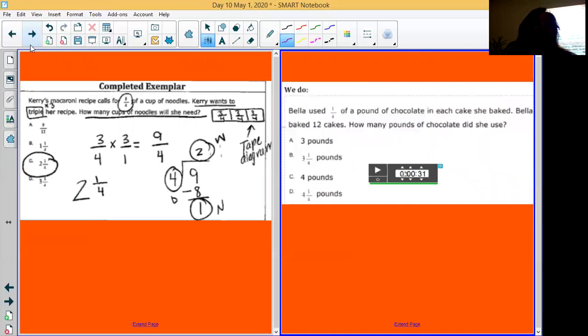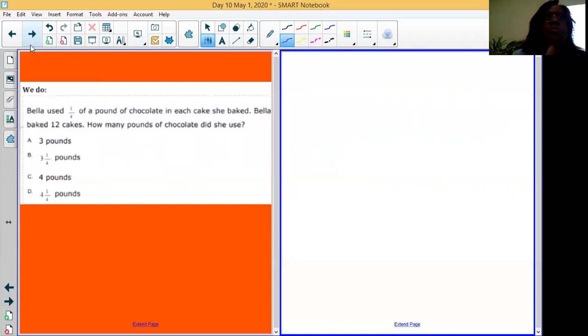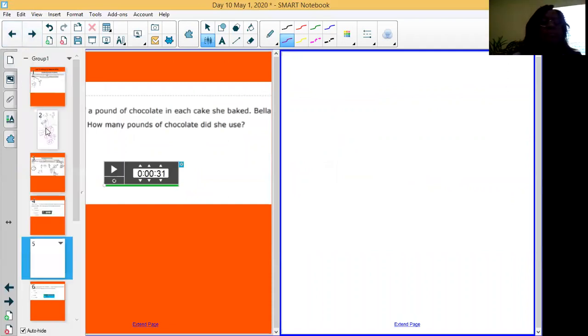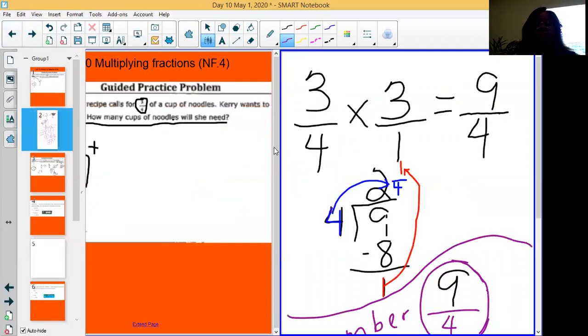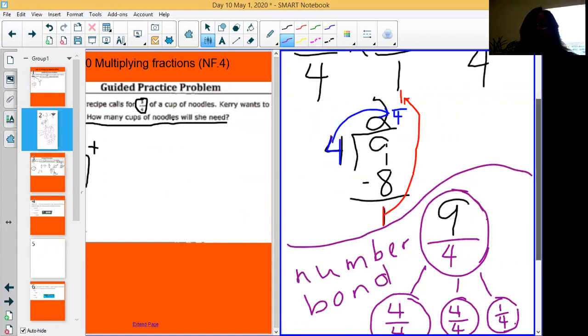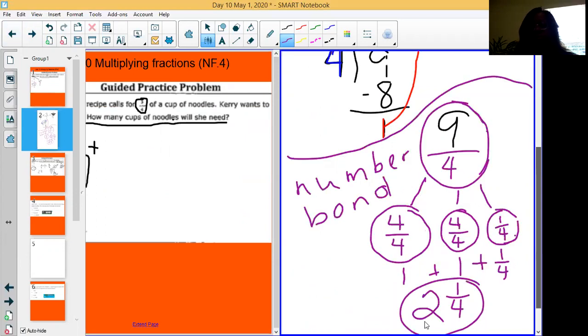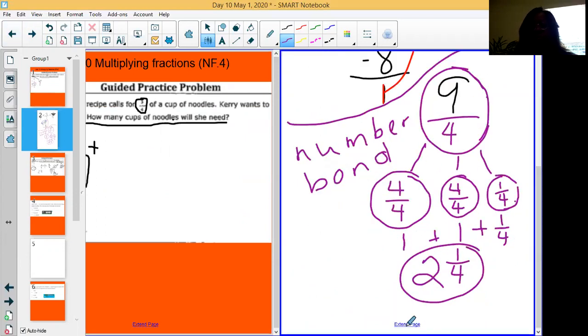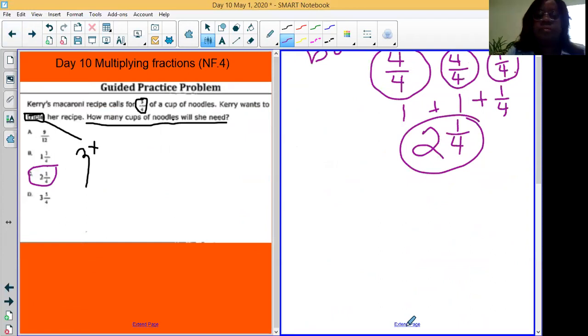Another thing you could have done was draw yourself a picture of 9 fourths, and then you should be able to see the 2 and 1 fourth as well. So let's go back to that for 1 second. So if I have 9 fourths, and I used a picture for it, I should be able to see 2 and 1 fourth. So let me show you that real quick.